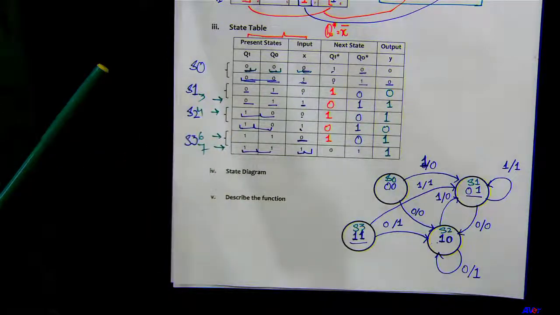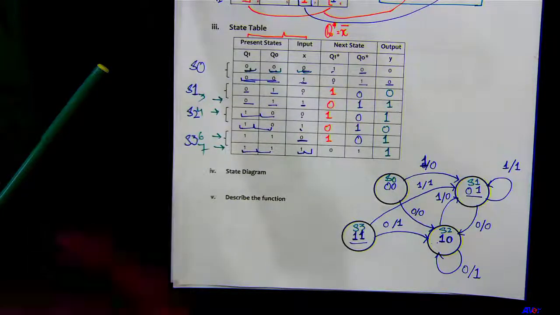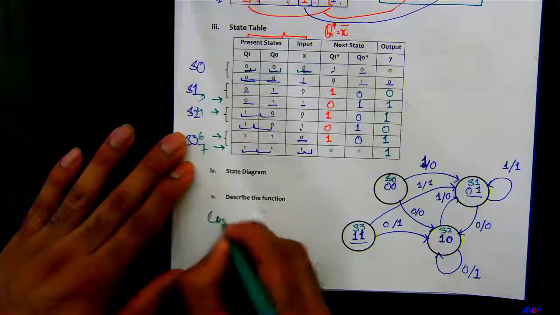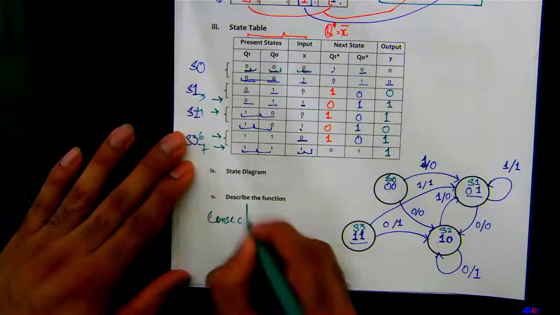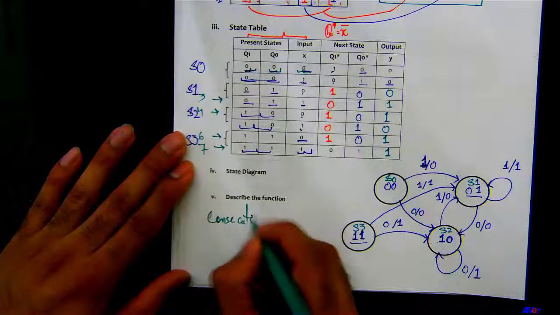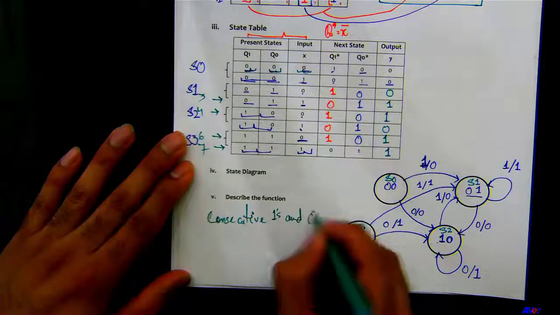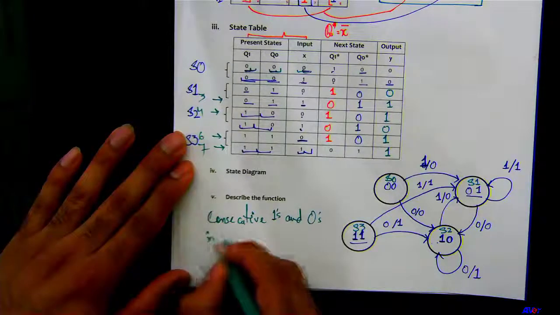Okay, now having this state diagram and describing the function is a little tedious task, but if you actually create this in Logisim, you should be able to verify what kind of state machine it is. This is actually for detecting consecutive ones and zeros in the binary sequence.